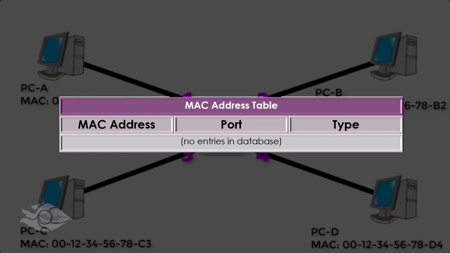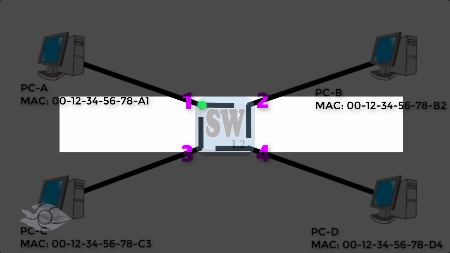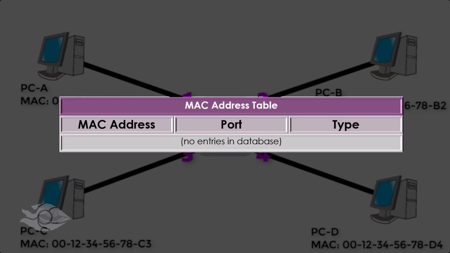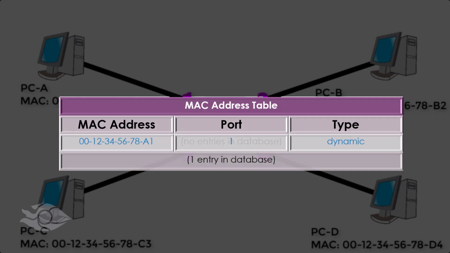There is a popular saying that goes like this: if you don't know where you're going, you should at least know where you're coming from. The switch clearly does not know where this frame is to be sent, but it knows the port on which the frame was received. In order to avoid similar problems with forwarding a frame to PC A in the future, it adds the MAC address of PC A in its MAC address table and maps it to port 1.